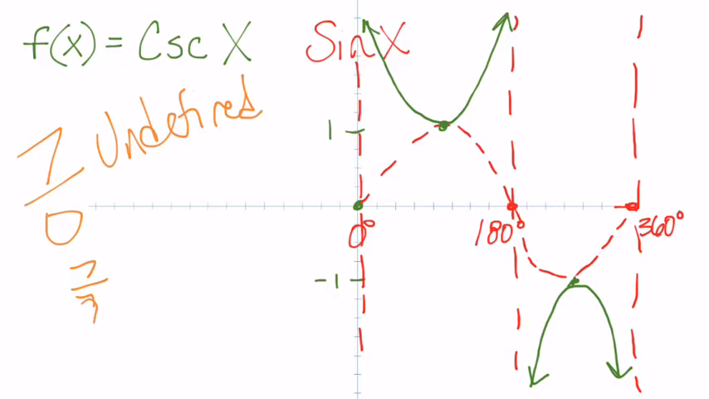Just like sine, right? From 0 to 180, sine is positive, but from 180 to 360, sine is negative. Same thing here. Cosecant from 0 to 180 is positive. Cosecant from 180 to 360 is negative. Anyway, that's what cosecant looks like.